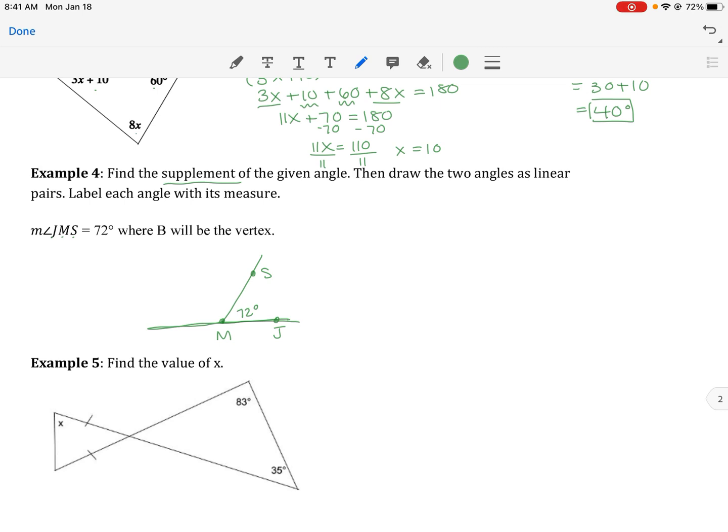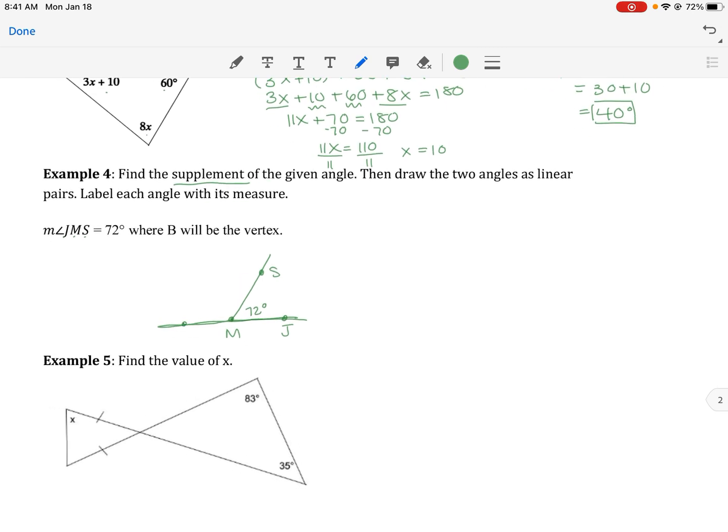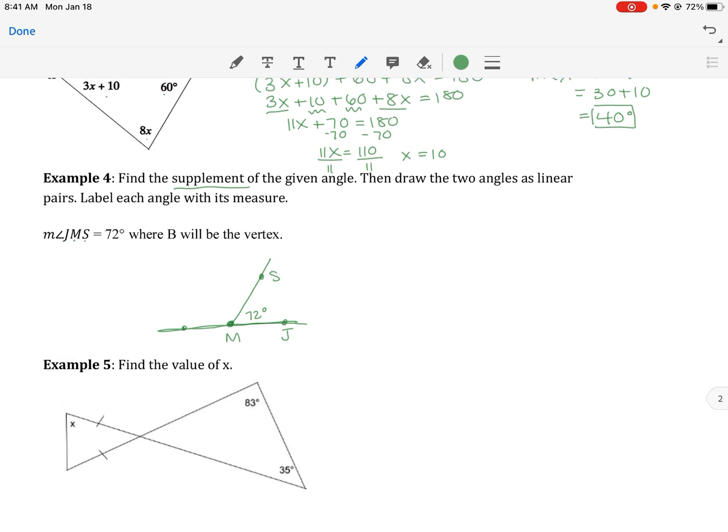And it says B is the other vertex. Vertex usually represents this middle part of it. So maybe they want this to be, sorry, I probably should have said M as the vertex. But maybe let's make B the other side of it. If we want to find its supplement, we want it to add up to 180. So 180 minus 72 equals 108. So this other angle has to be 108 degrees. And as you notice, they do make that straight line, which means that they're supplementary.